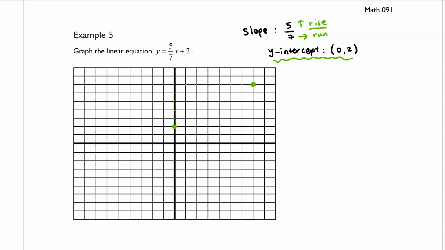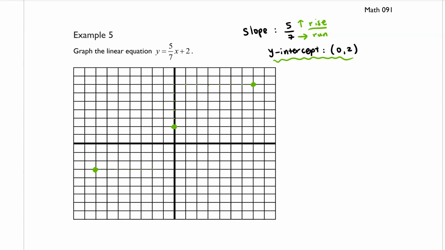If I went up another 5 from there and then right 7, we would be falling off of the grid. But what you could do is start at your y-intercept again. If you really wanted a third point, you could go down 5 units and go in the opposite direction. So you could go down 1, 2, 3, 4, 5, and then from there go left 7 units, 1, 2, 3, 4, 5, 6, 7. So I'm going to plot a point there.